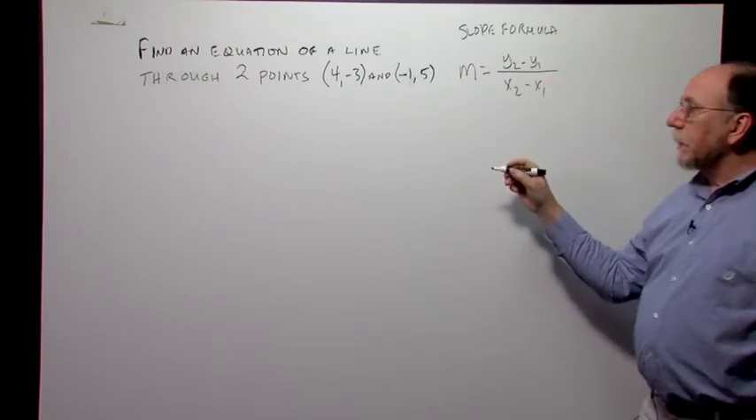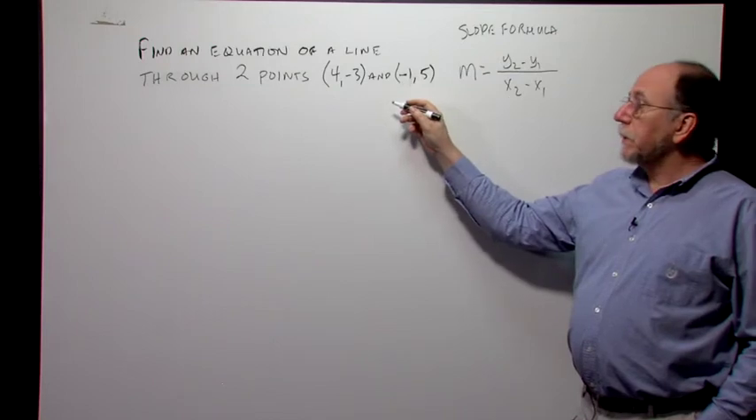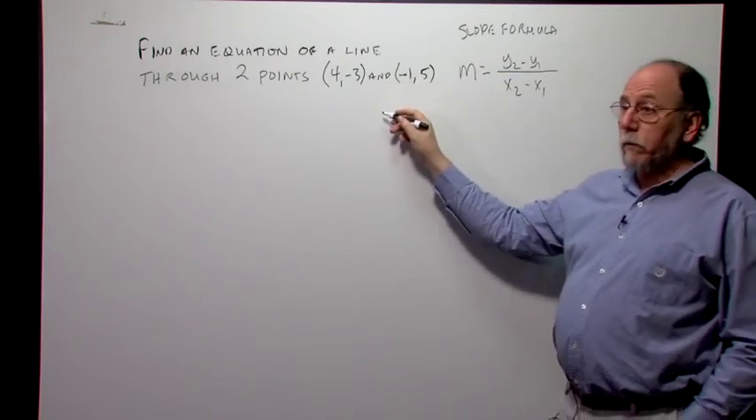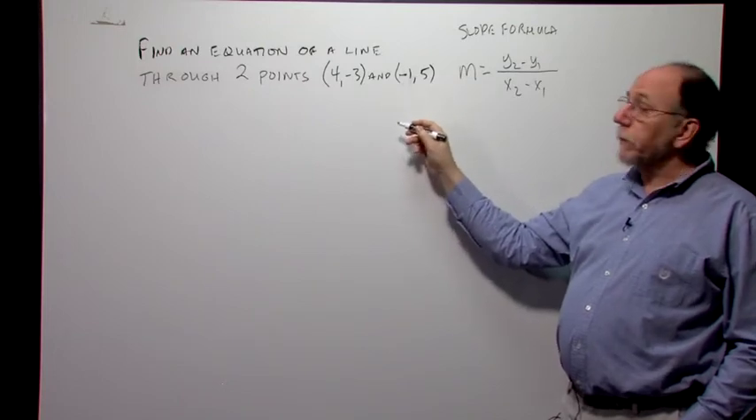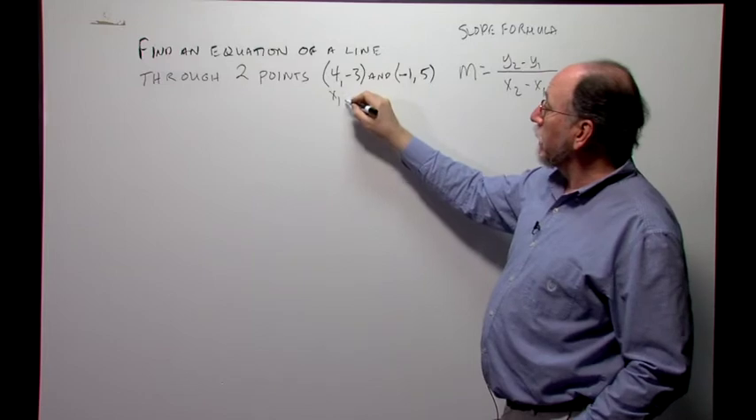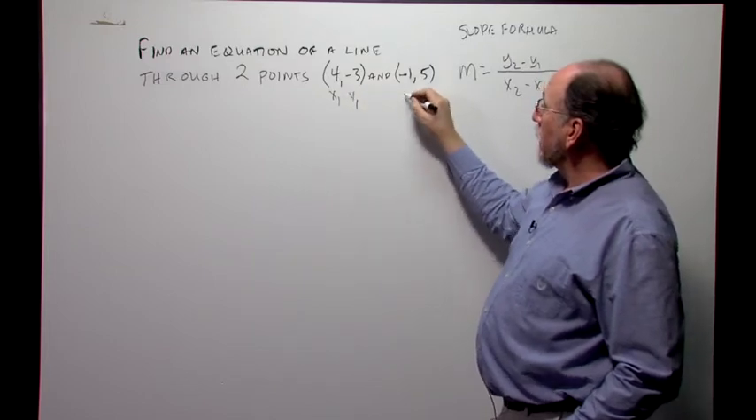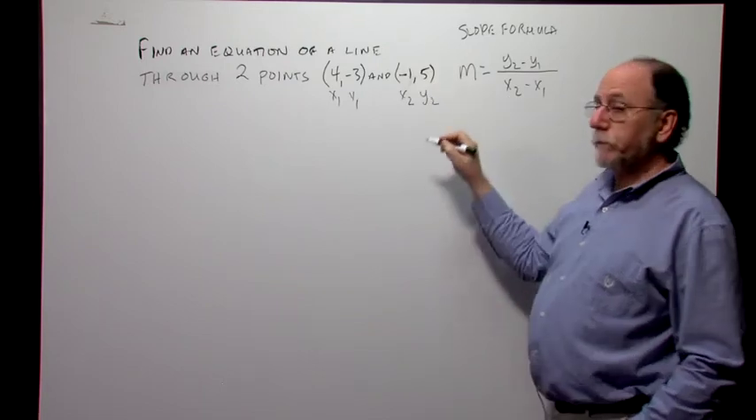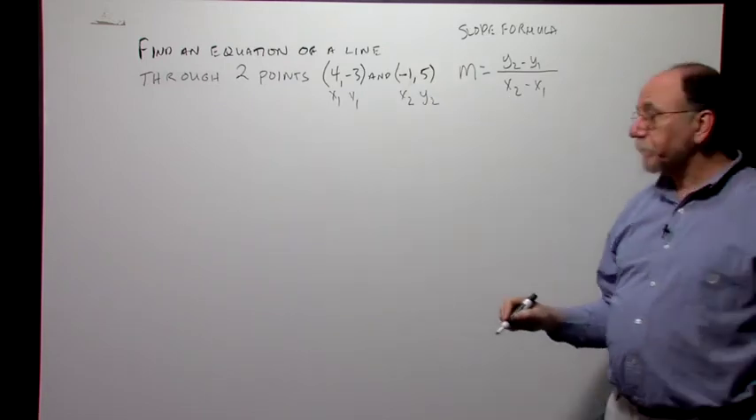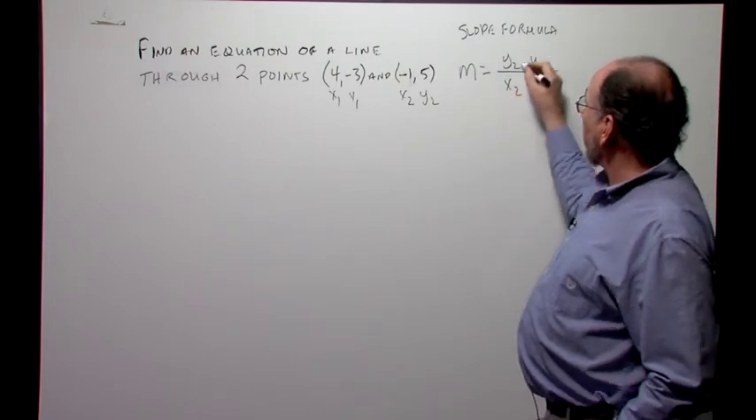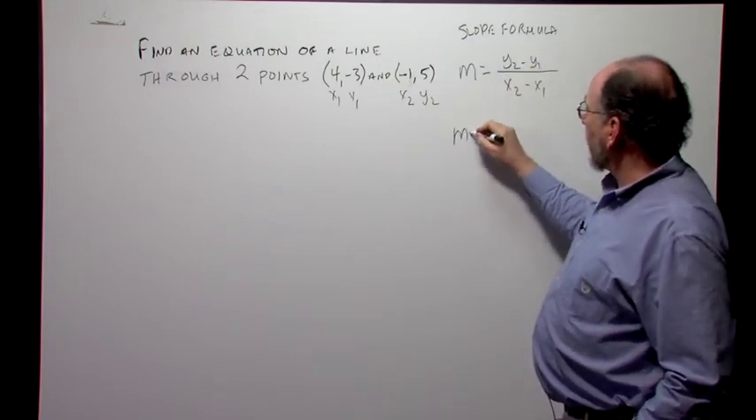And I'm going to put those points in this formula. Now we can label x1 and y1 to be either point. Doesn't matter. Since this one's written first, we'll just label this x1, this y1, and then this would be x2 and y2. So let's fill in that formula now and get the slope.